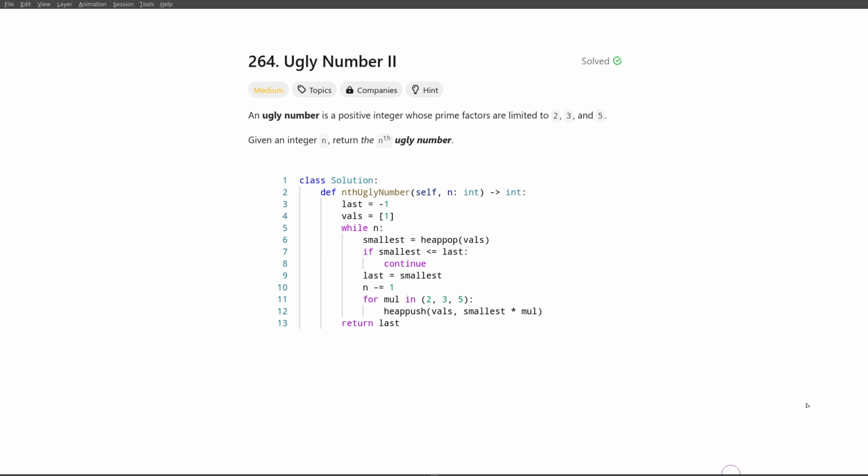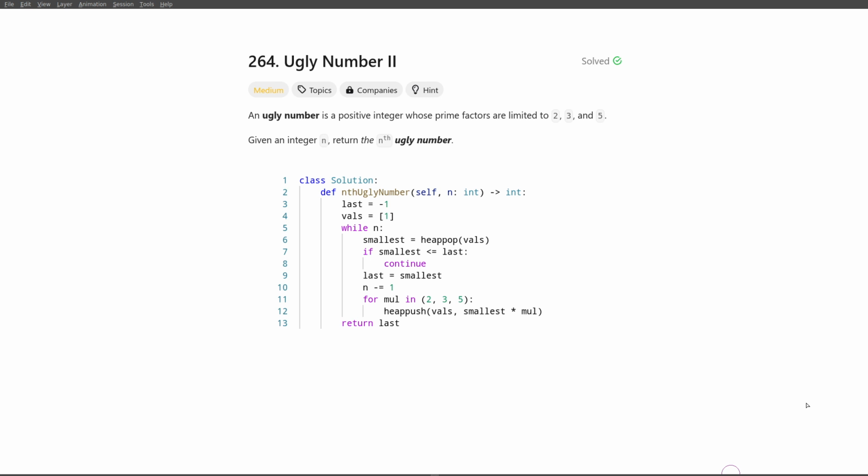So the idea here would be to start with the number 1, and then whenever we have a number, we can multiply it by 2, multiply it by 3, multiply it by 5, and we get some new numbers. We want to keep on doing that until we generate the n smallest numbers and return the nth number.